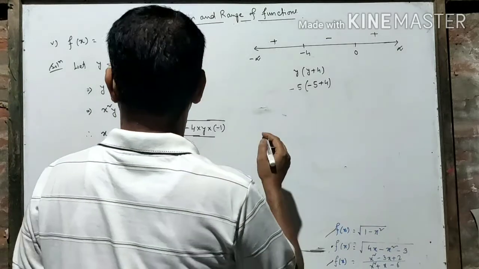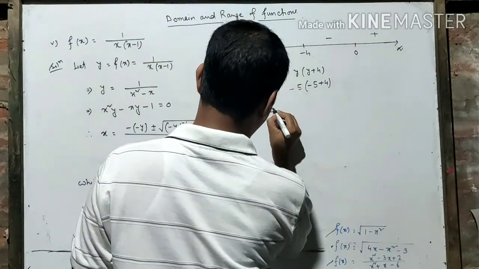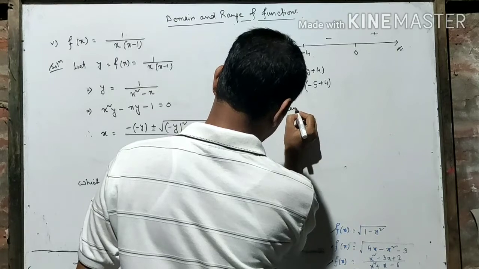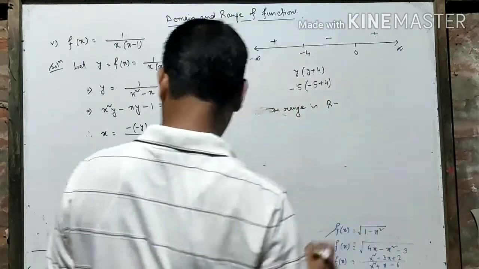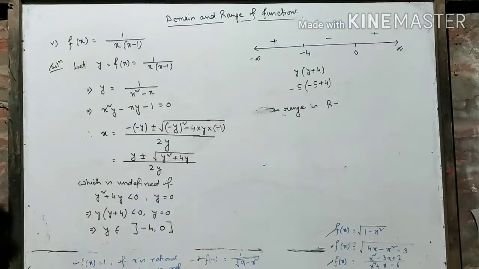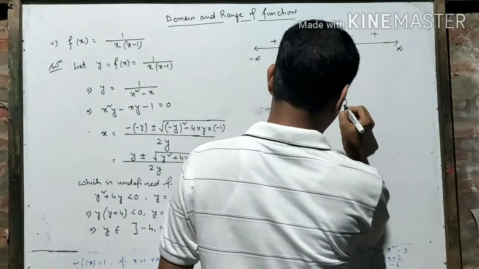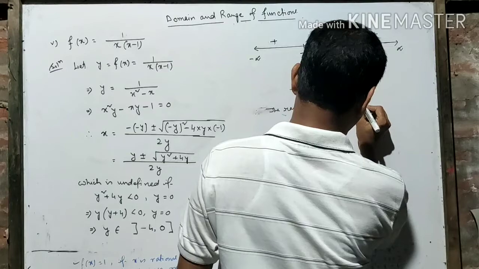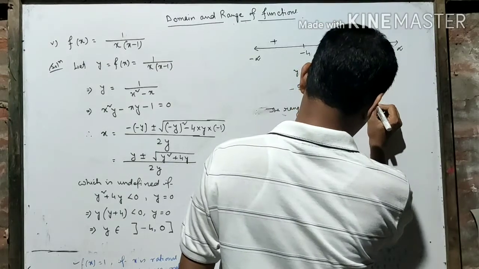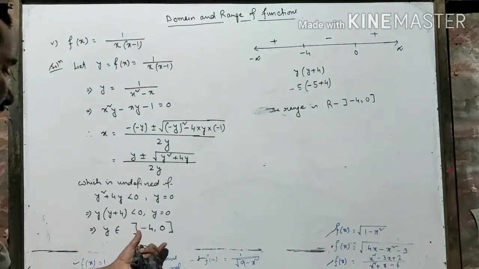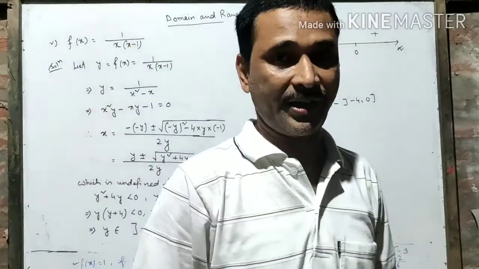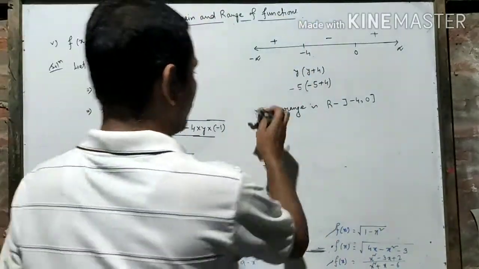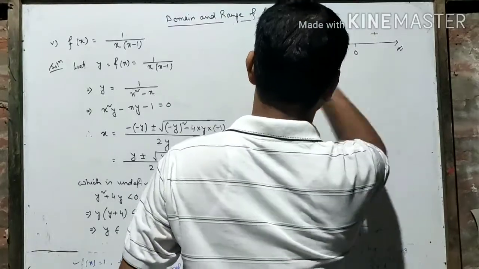So what is the range? Therefore the range is R minus the interval where the function is undefined. You can write it this way also: R minus (-4, 0). Just leaving out of the real line the interval where the function is undefined, we will get the range. Okay, we are about to complete.